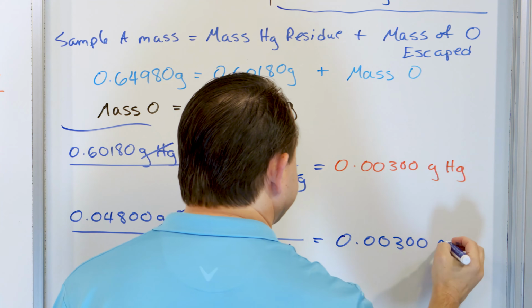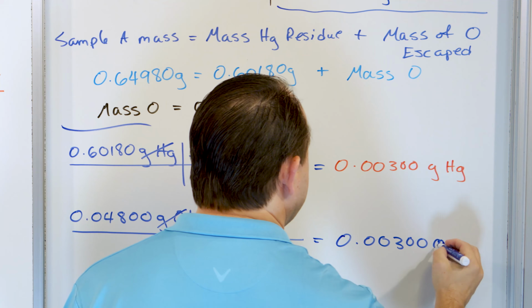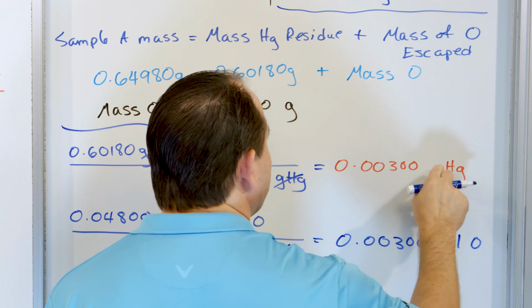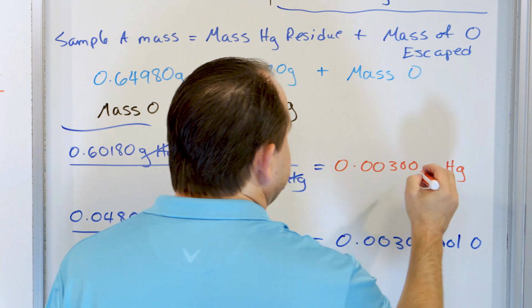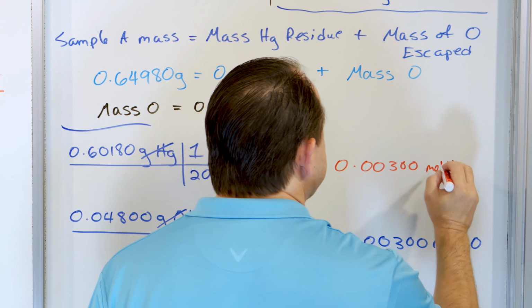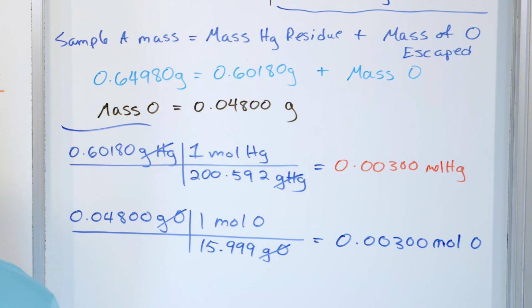Sorry about that, I have a mistake up here. This is moles of oxygen. This is not grams of mercury. The unit left over is moles of mercury. So this is moles. Sorry about that. Moles of mercury, moles of oxygen.